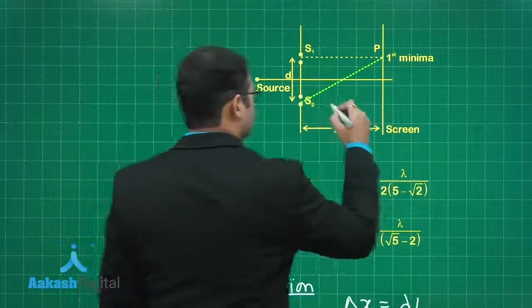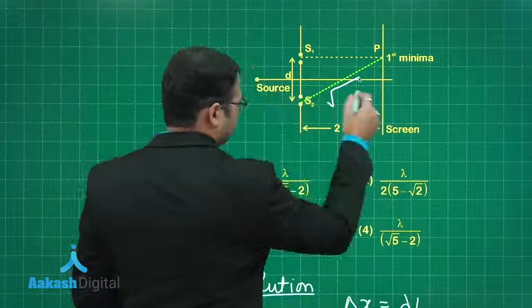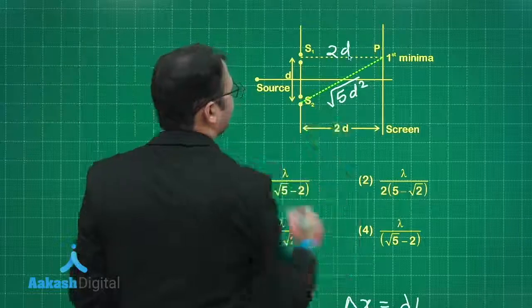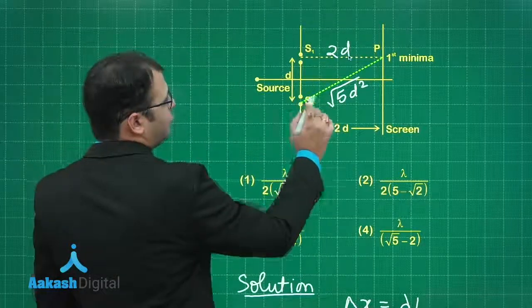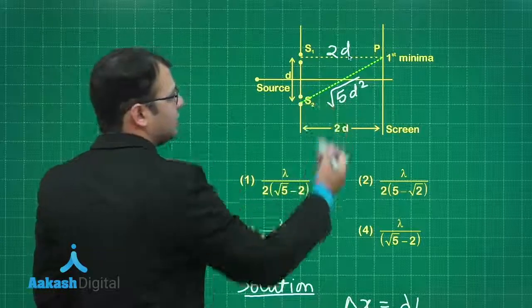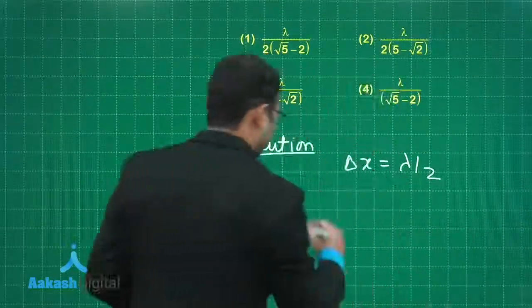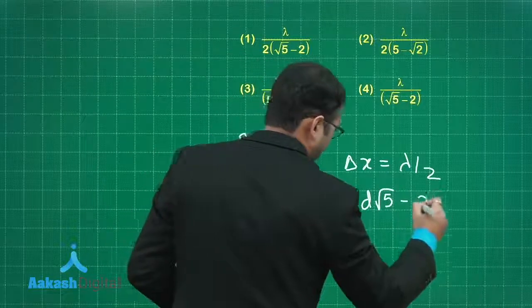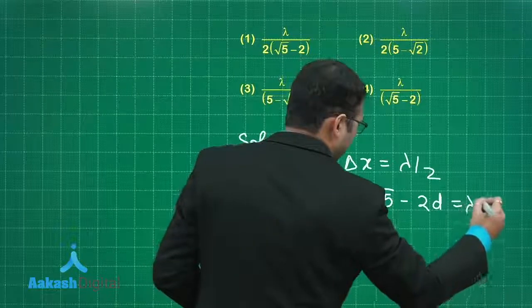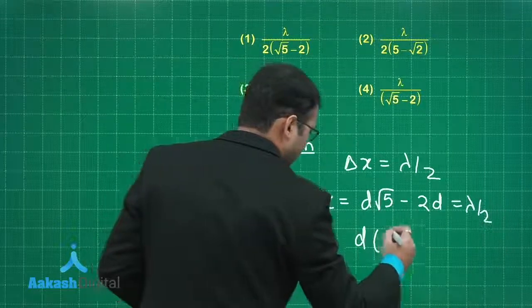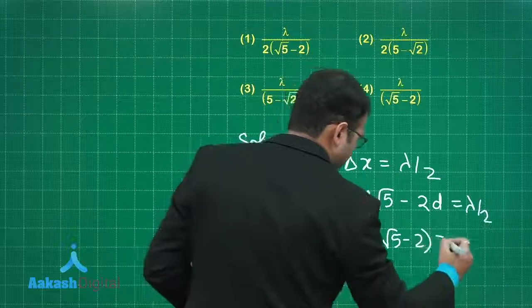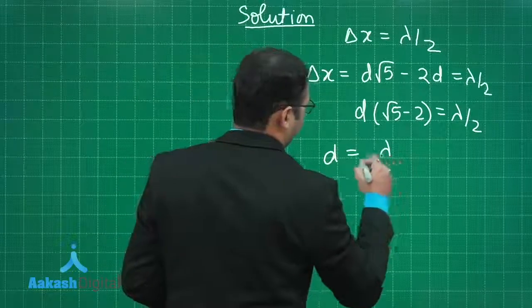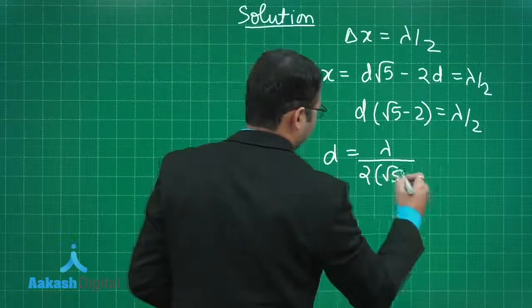Now, if you talk about this distance, it would be d square plus 2d square, so it would be 5d square, right? And this distance would be 2d. Now, in order to calculate it, I just have to subtract this distance from this distance, and I will get the path difference. So delta x would be equal to d root 5 minus 2d, and that should be equal to lambda by 2. Let's take d as common, you will get d into root 5 minus 2 equal to lambda by 2. So d would be equal to lambda by 2 into root 5 minus 2.